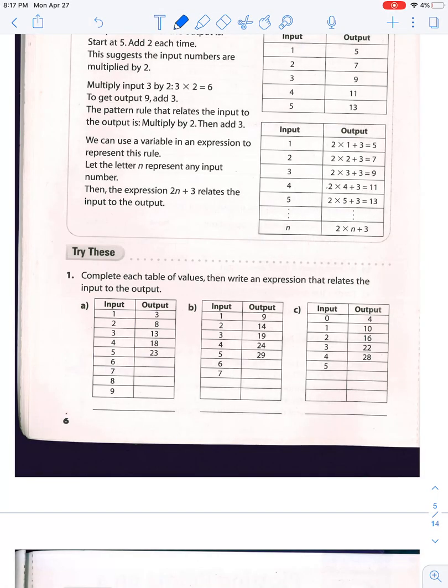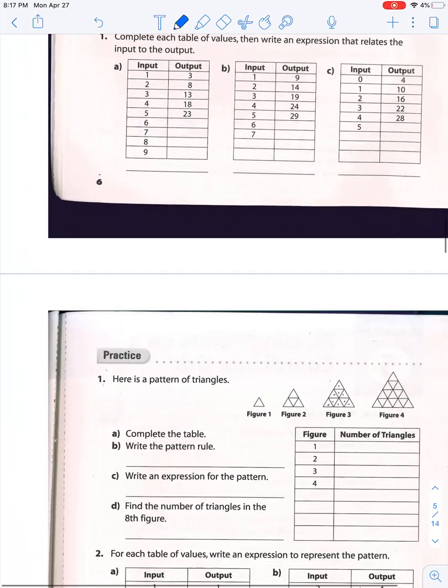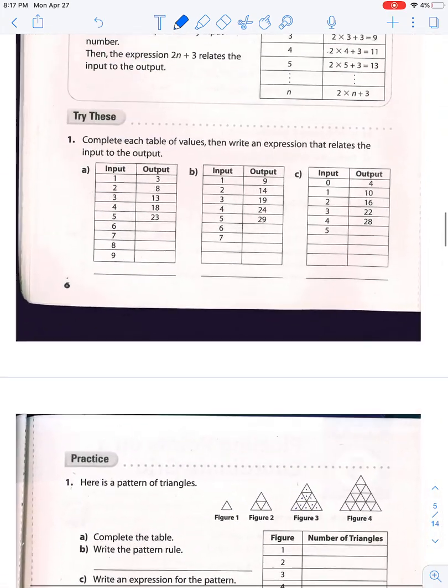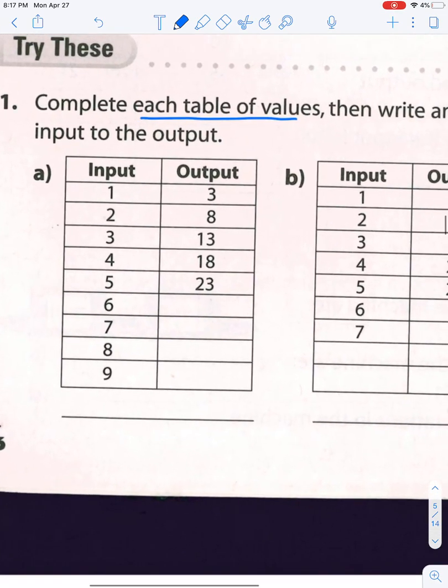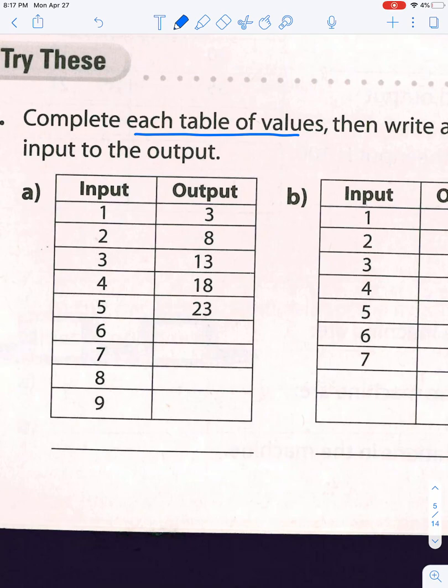Okay, hello. We are going over today's homework, which is pages 6 and 7 in the workbook. So, first of all, question A is we have to complete the table of values, then we have to write an expression that relates the input to the output. Okay, so zooming in on the first one. Okay, so here we go.